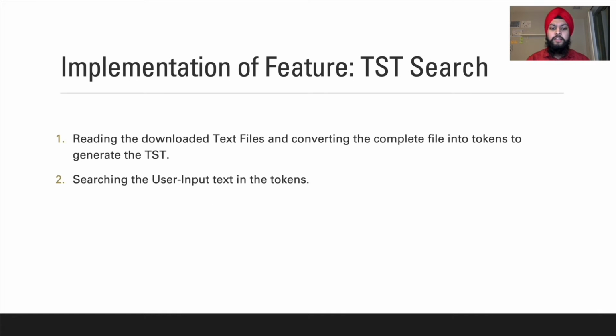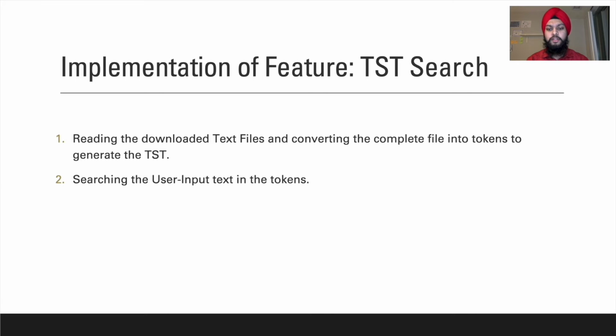Second feature is TST search. We read all the downloaded files from the folder text_files and convert the complete file into tokens. By this we build the trie, that is TST in this case. We get the word from the user to perform the search.